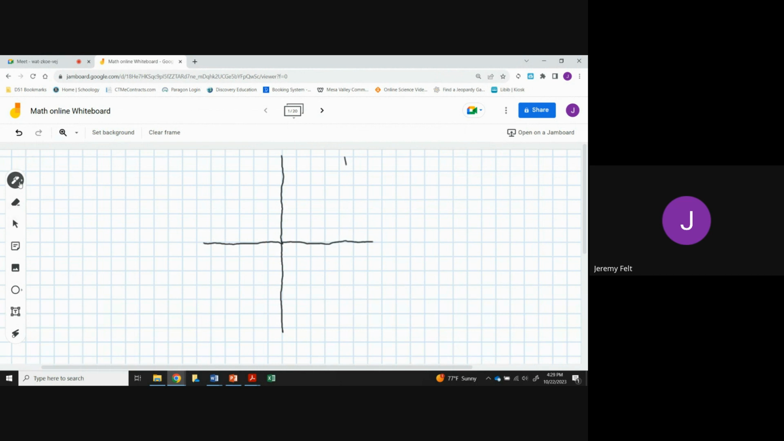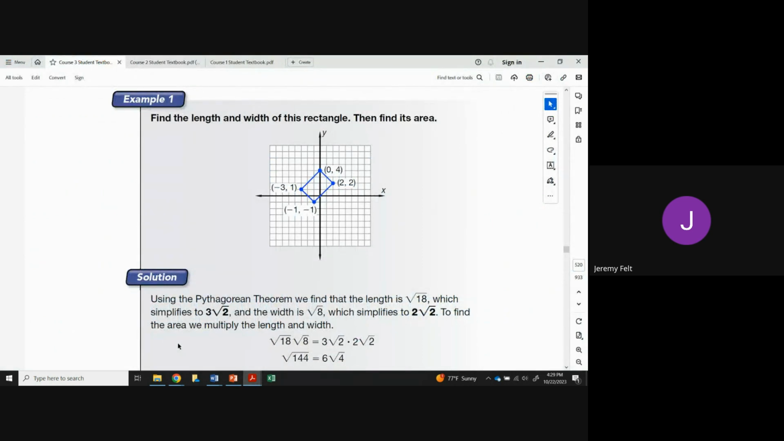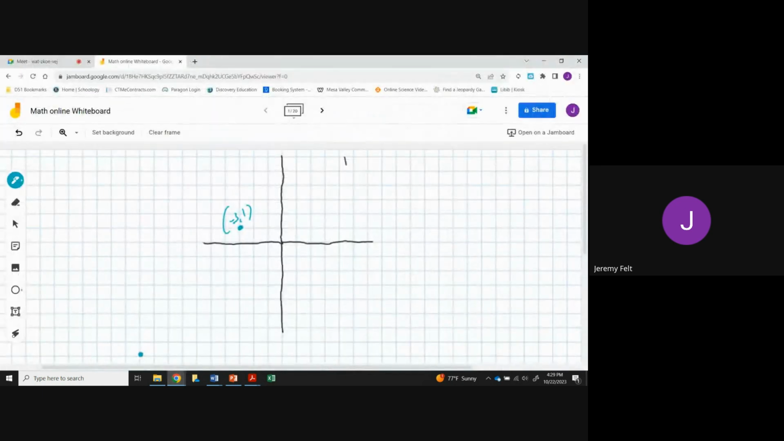And we had the points -3, 1, -1, -1, -1, -1, 0, 4, and 2, 2. Okay. Drawn great, but we can see what we're working with.